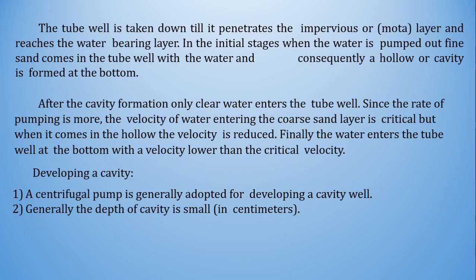Since the rate of pumping is more, the velocity of water entering the coarse sand layer is critical. But when it comes into the hollow, the velocity is reduced. Finally, the water enters the tube well at the bottom with a velocity lower than the critical velocity. So how does the development of the cavity take place? It is developed with the help of a centrifugal pump. It is generally adapted for developing a cavity well. And second, generally the depth of a cavity well is small, in centimeters.